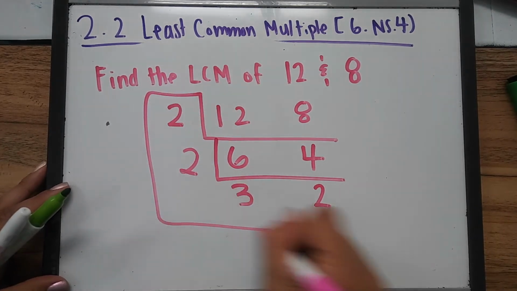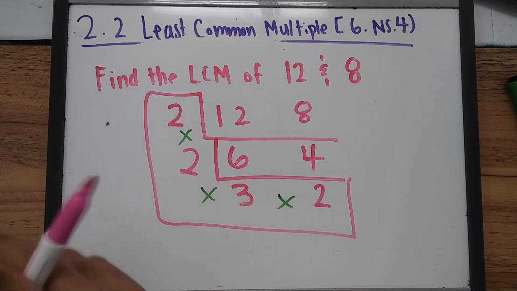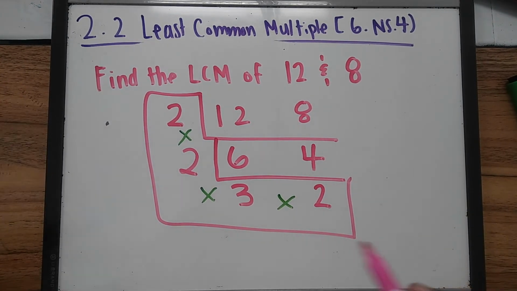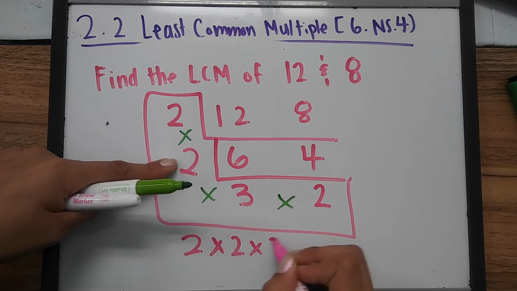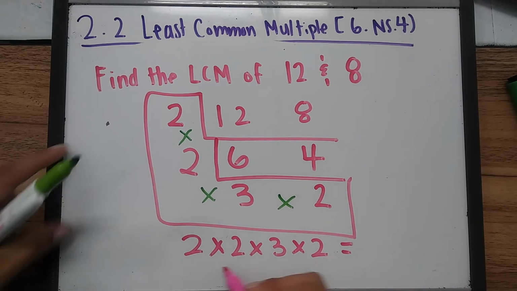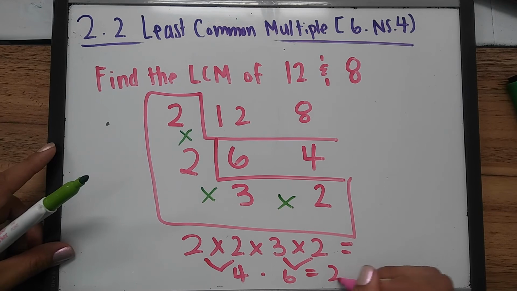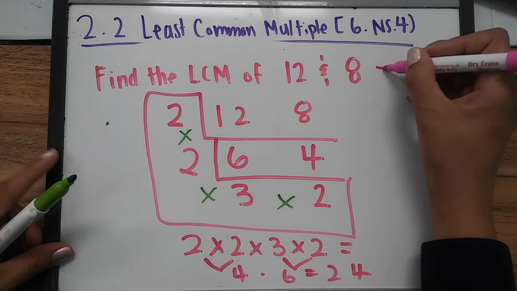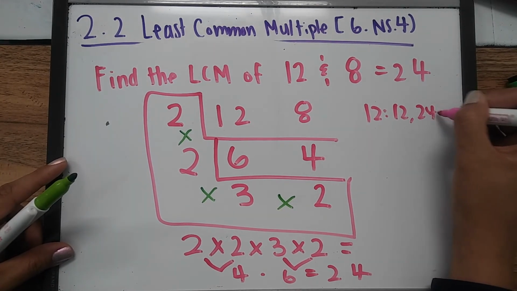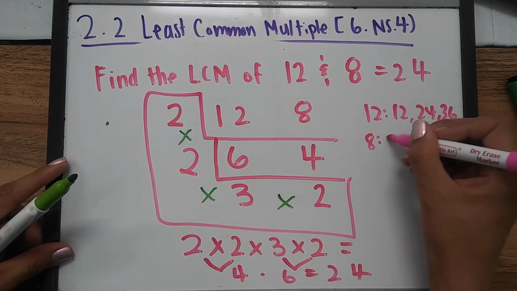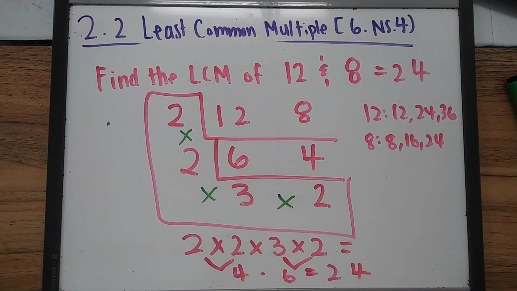And I'm going to take this and multiply it all together to get my LCM. So I have 2 times 2 times 3 times 2, okay? 2 times 2 is 4, and 3 times 2 is 6. So that will give me 24. Now, if I wanted to list, I would do 12, 24, 36, right? And then 8, 16, 24. So that's how we use the ladder method for this one.